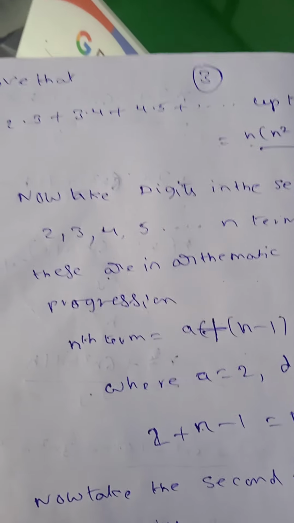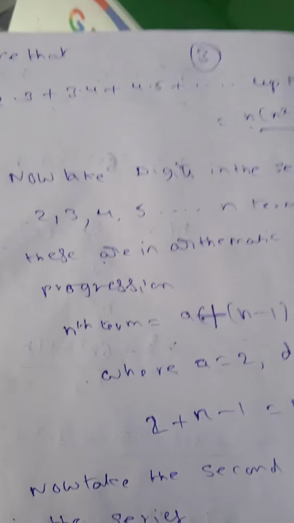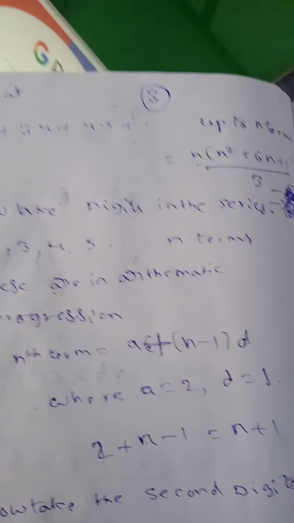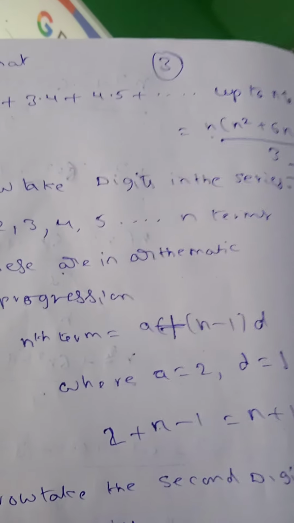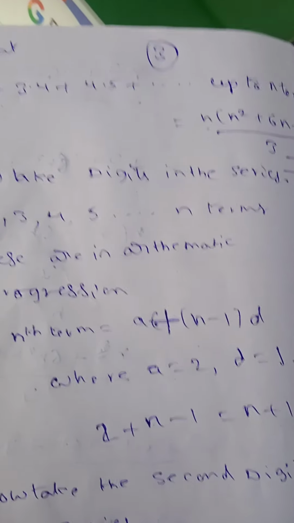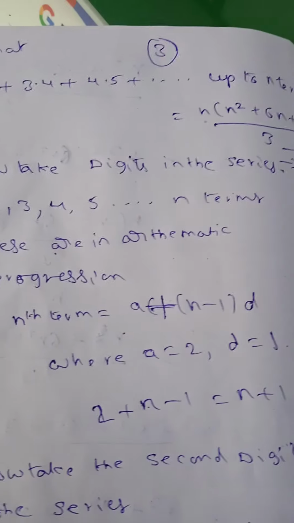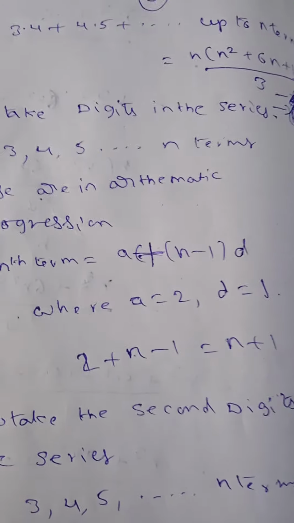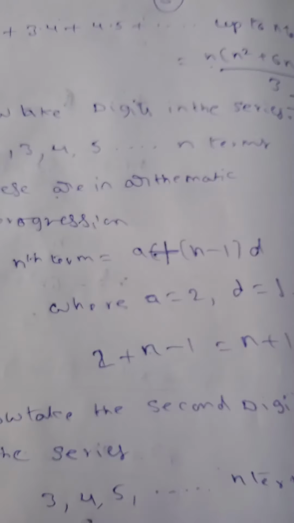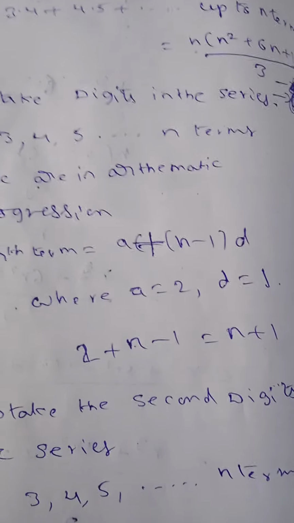For the first digits in the series 2, 3, 4, 5 and so on up to n terms, these are in arithmetic progression. Nth term equals a plus (n minus 1) into d, where a is the first term and d is the difference between two successive terms, which means a equals 2 and d equals 1. Therefore nth term equals 2 plus n minus 1, that is equal to n plus 1.